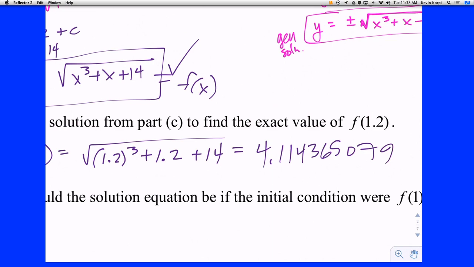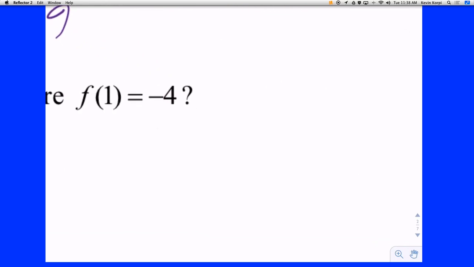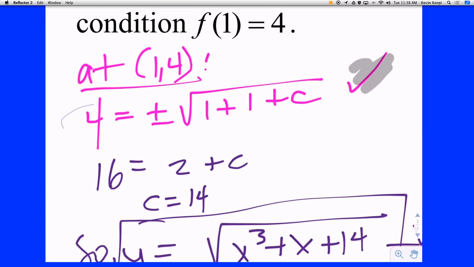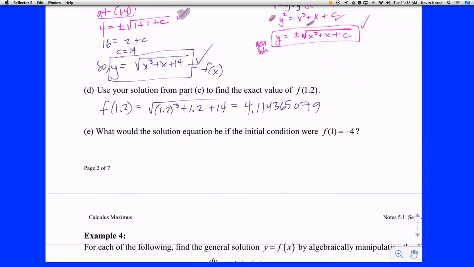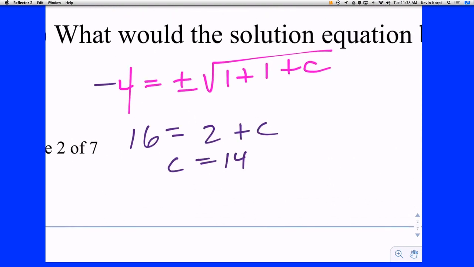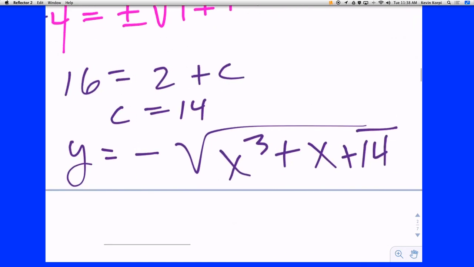Good. Now, that was the end of the question. I just added this as a follow-up. What would the solution be if f of 1 equals negative 4? Well, if you were to plug in a negative 4 right here, we'll copy that. When you square both sides, you still get 16 equals 2 plus c. You still get the exact same c value of 14. But because you end up with a negative 4, you would need a negative in front of the radical. And make sure it's all over the radical. And you would need to commit to it, okay?